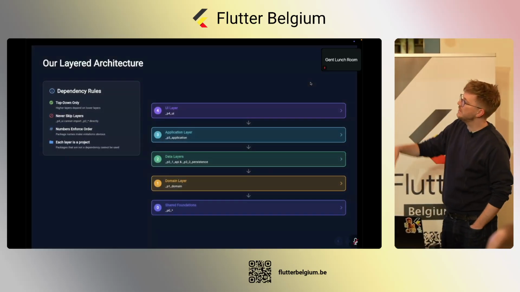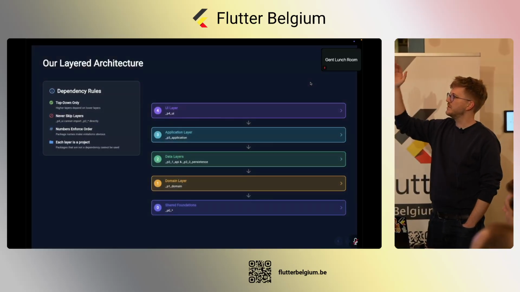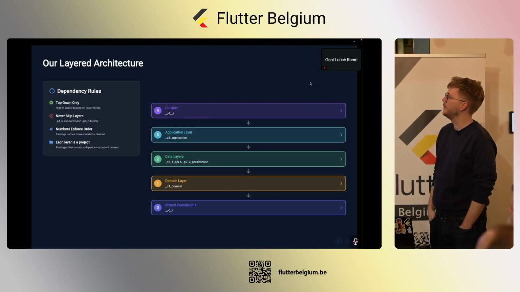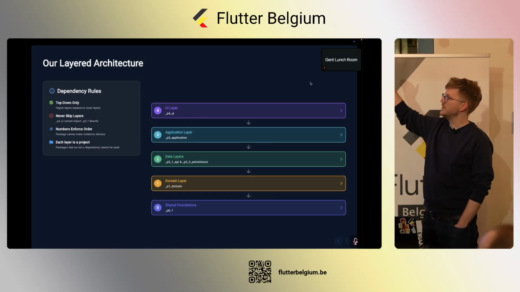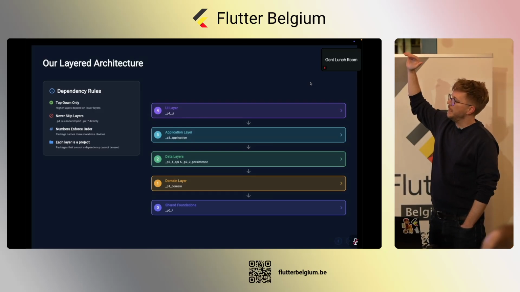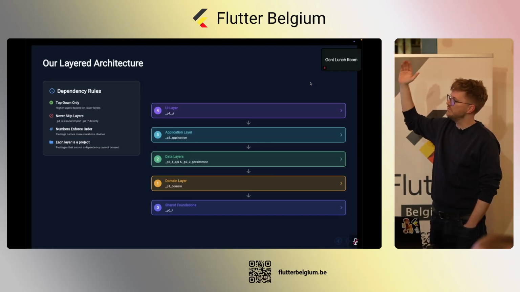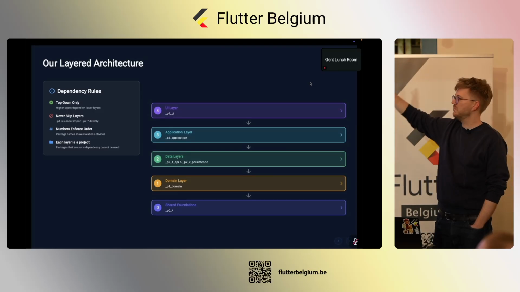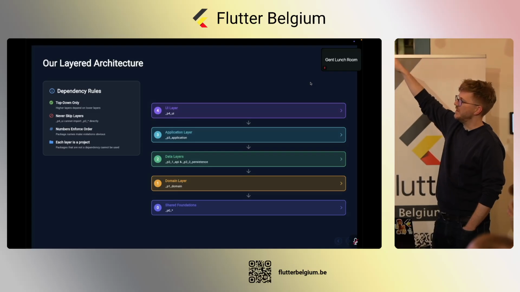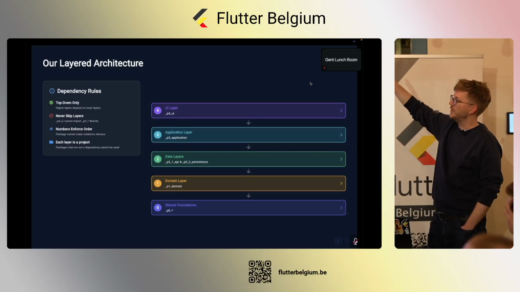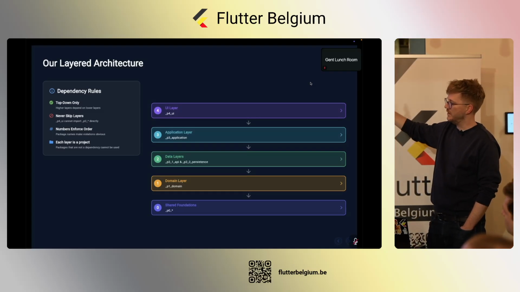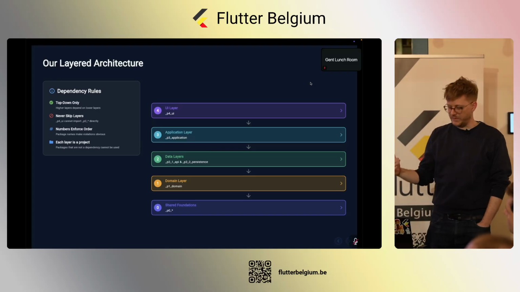How does it look for us? We have a layered architecture, or a derivative of clean architecture, where we just have different layers, with a specific flow. We never skip layers. It's numbered. Each layer is a project. We have a presentation layer and the UI, application layer, data layer, domain layer, and a lot of shared foundations.